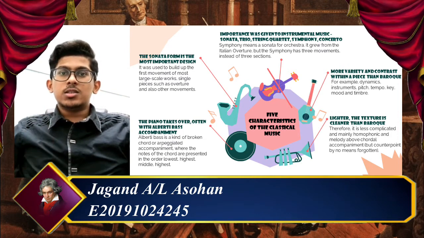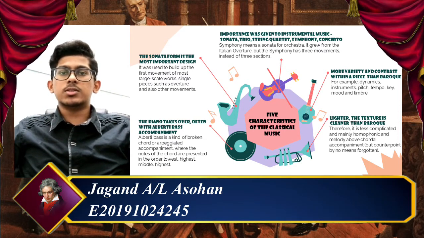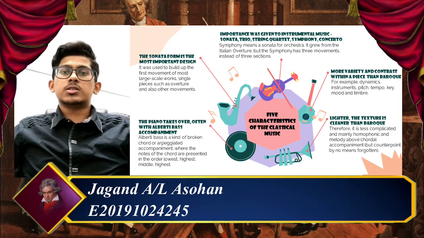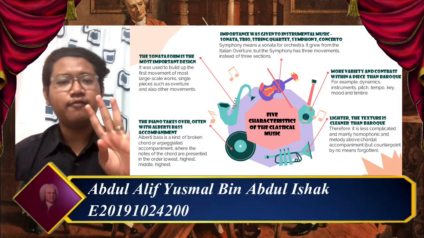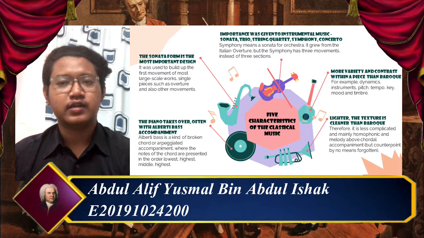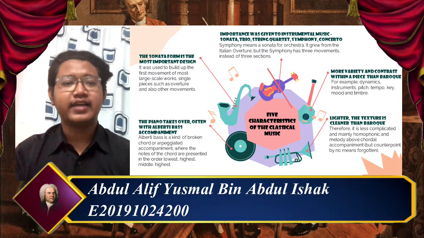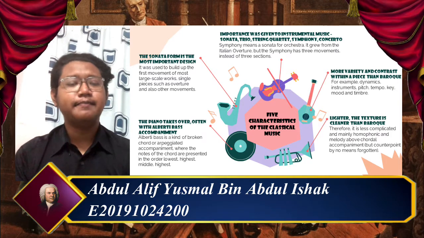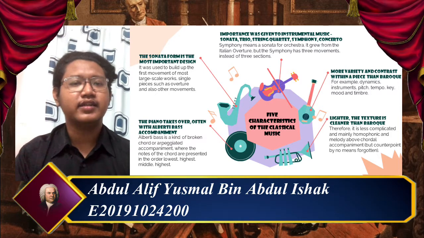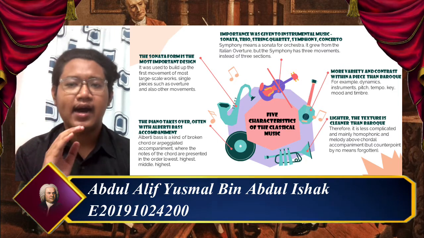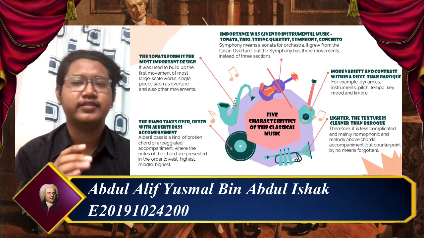Number 3, the sonata form is the most important design. It was used to build up the first movement of most large-scale works, single pieces such as overtures, and also other movements. For number 4, the piano takes over, often with Alberti bass accompaniment. Alberti bass is a kind of broken chord or arpeggio accompaniment, where the notes of the chord are presented in the order lowest, highest, middle, highest.